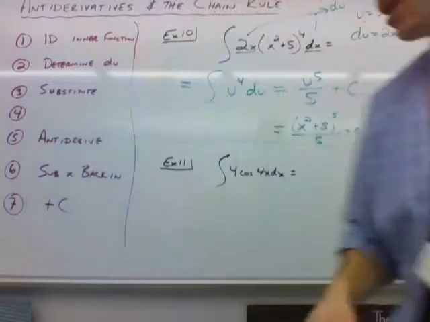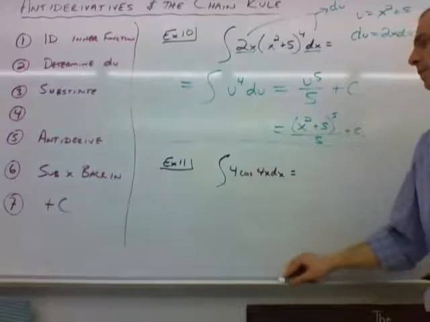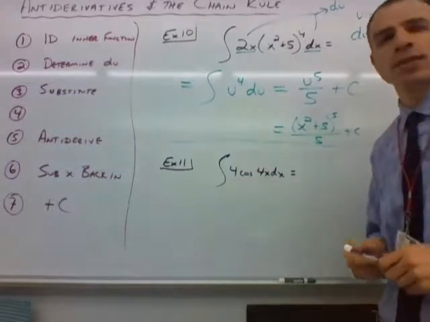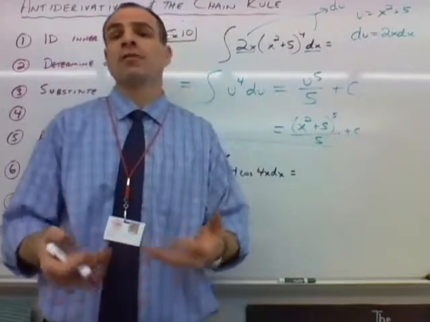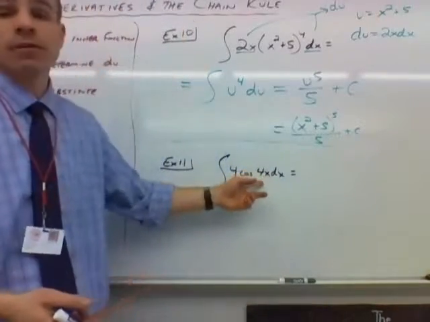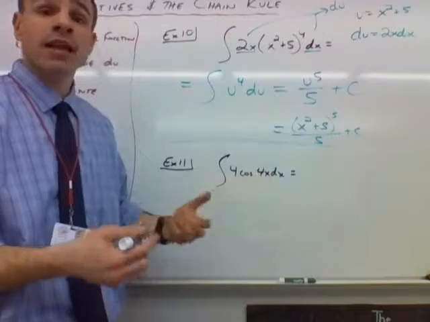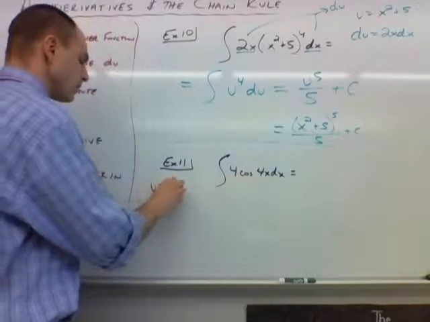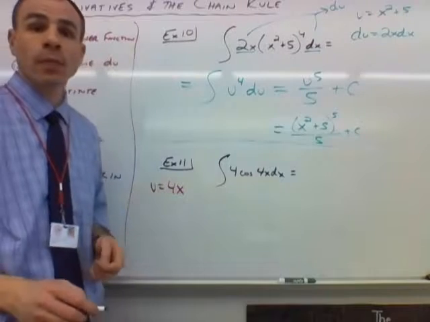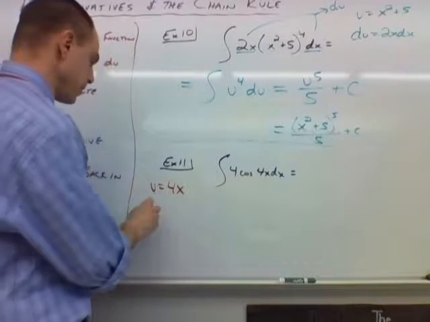Next example. In number 11, we have 4 times the cosine of 4x dx. What's the inner function? Well, we're used to having just cosine x, sine x. But this time we have cosine 4x. That inner function, that u, that's going to be 4x. What's the derivative of 4x? Yeah, it's just 4.